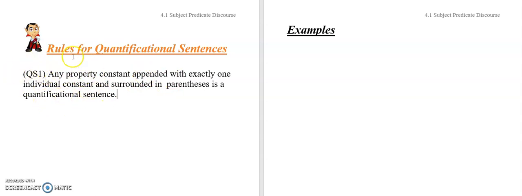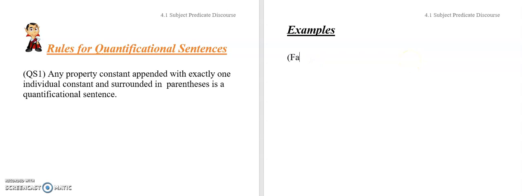So our first rule for forming a quantificational sentence is that by definition, QS1: any property constant appended with exactly one individual constant surrounded in parentheses is a quantificational sentence. So, for example, what that's saying is that by definition, this, and technically it requires it to be surrounded in parentheses, this is a quantificational sentence.